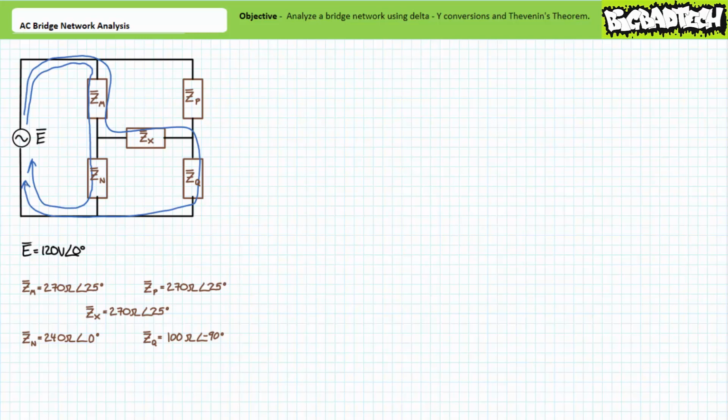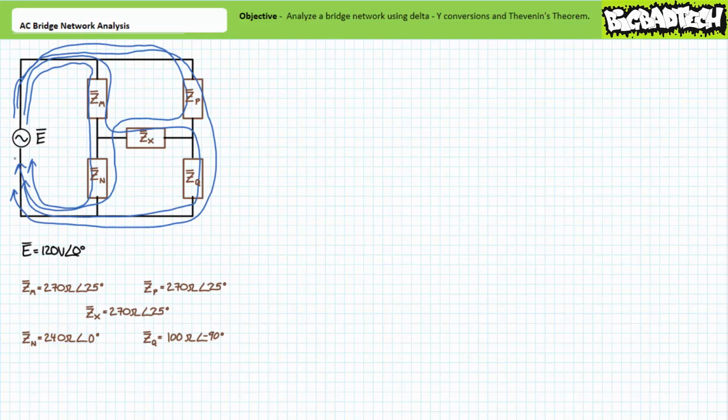Any current entering Zm does not necessarily travel through Zn because some of it can travel through Zx. Similarly, you'll note that impedance Zp is not purely in series with impedance element Zq in the right upright because of the influence of the bridge impedance element Zx. Any current entering Zp does not necessarily travel through Zq because some of it can travel through Zx.